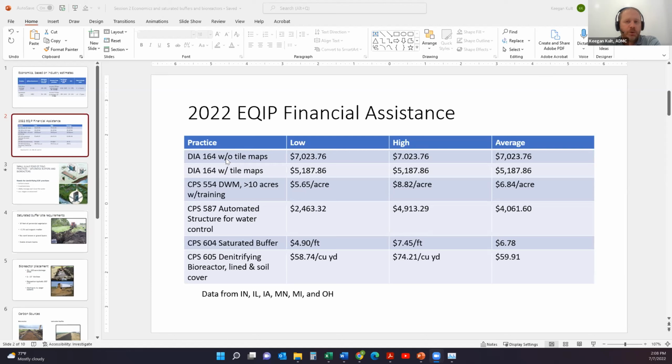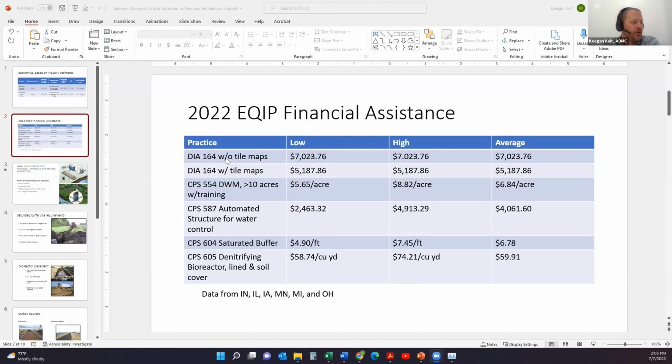For the producer actually managing the control structures, it depends if it's greater than 10 acres or less than 10 acres. On this, I just put over 10 acres because ideally we're managing more than 10 acres with a control structure. But the low to high end was $565 to $882, with $684 being the average for DWM.